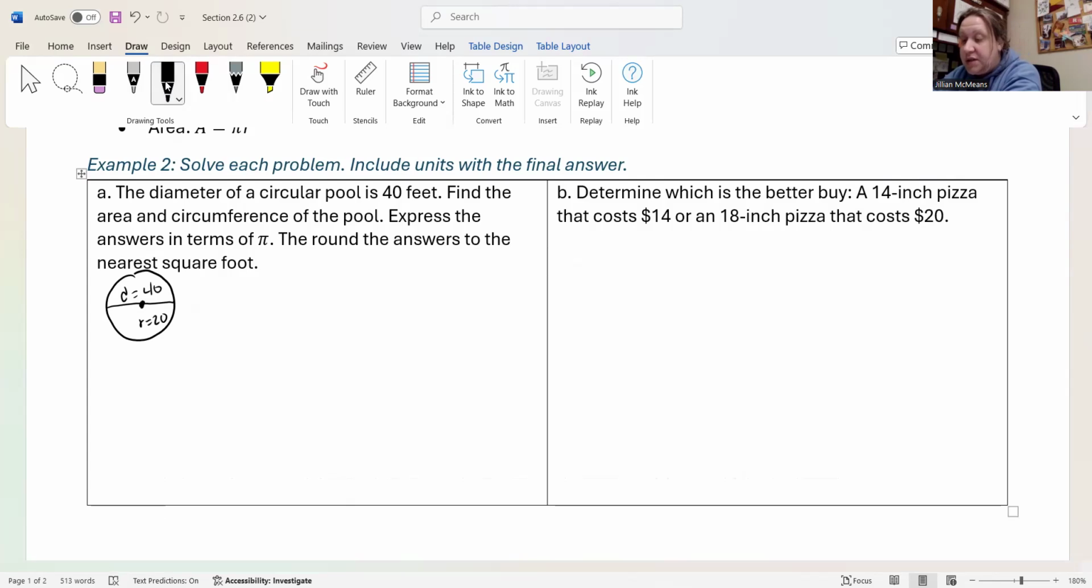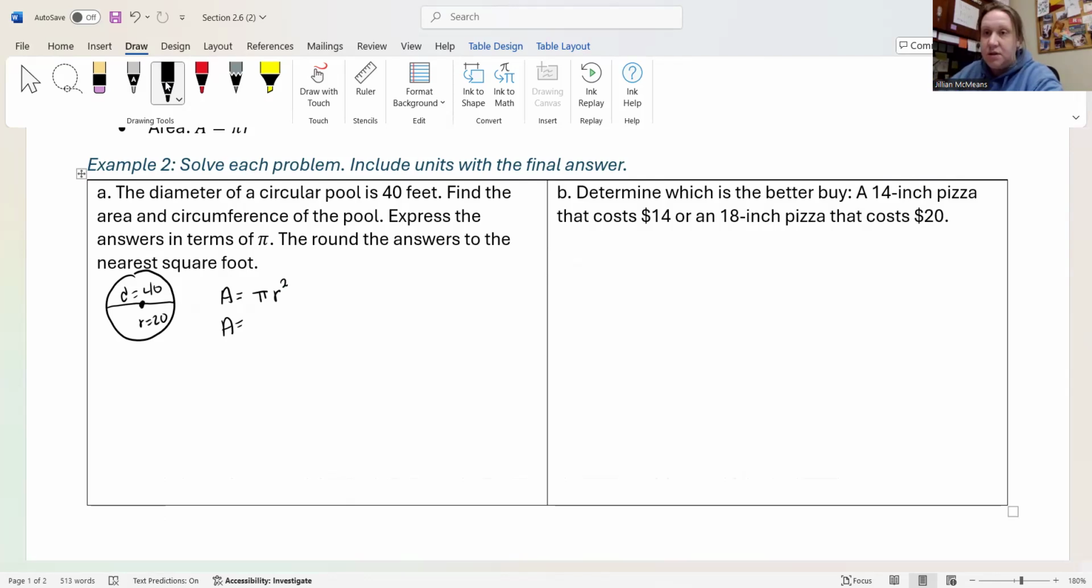We want to express the area in terms of pi. That means instead of using an estimate for pi, we just leave the pi symbol in the formula. And then there is a little typo here that should say then round the answers to the nearest square foot. Okay. So let's see here. For the area, we'll do area first. We want pi r squared. We know the radius is 20 feet.